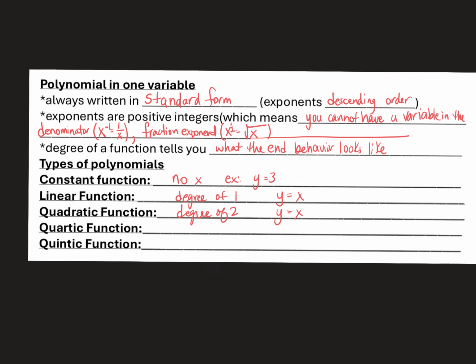Y equals x squared. A quartic function means you have a degree of 4. Y equals x to the 4th. And a quintic function means you have a degree of 5. And y equals x to the 5th is an example. You cannot have two variables multiplied.